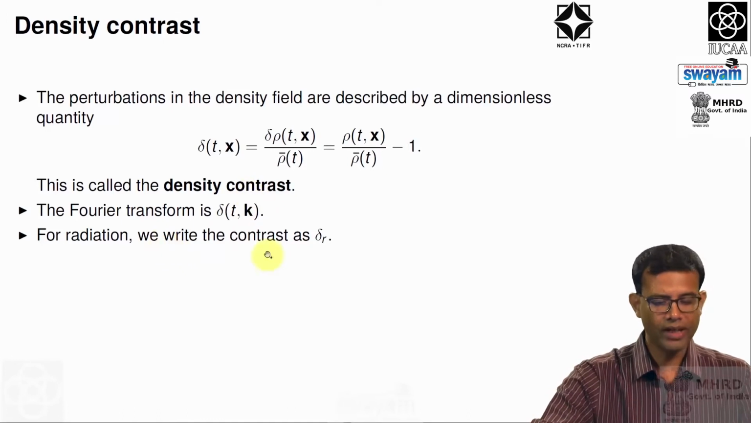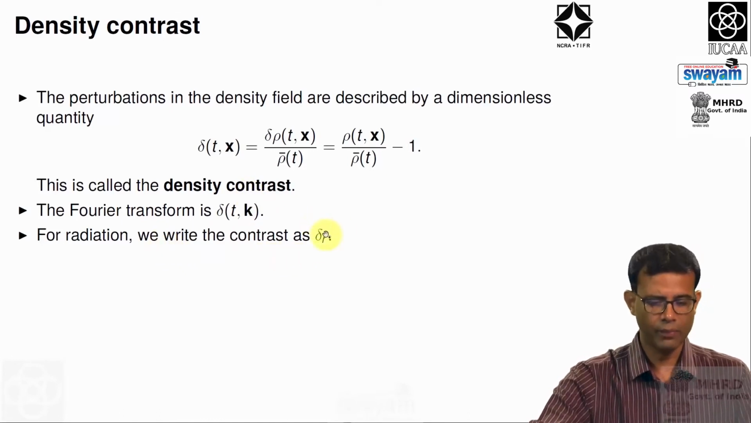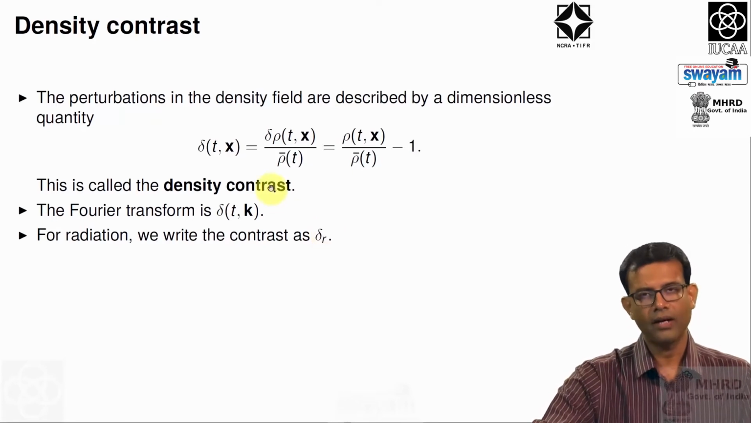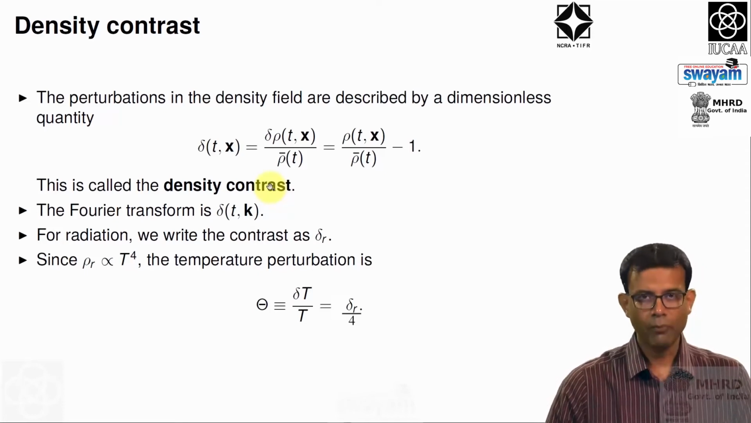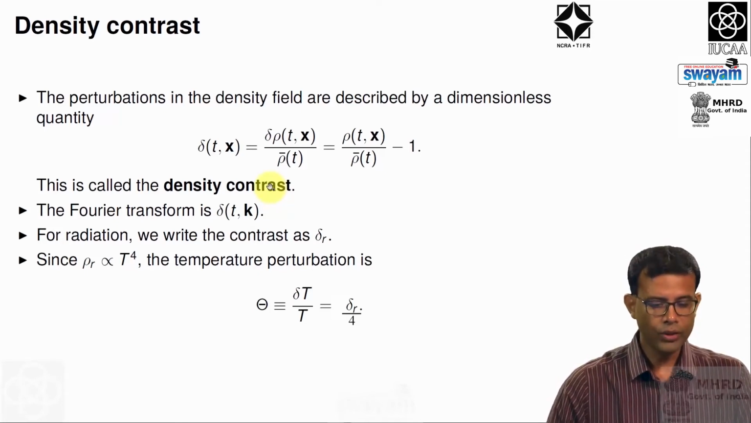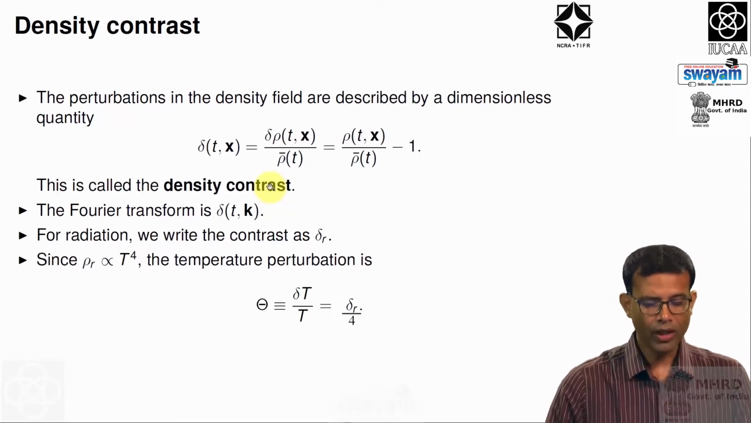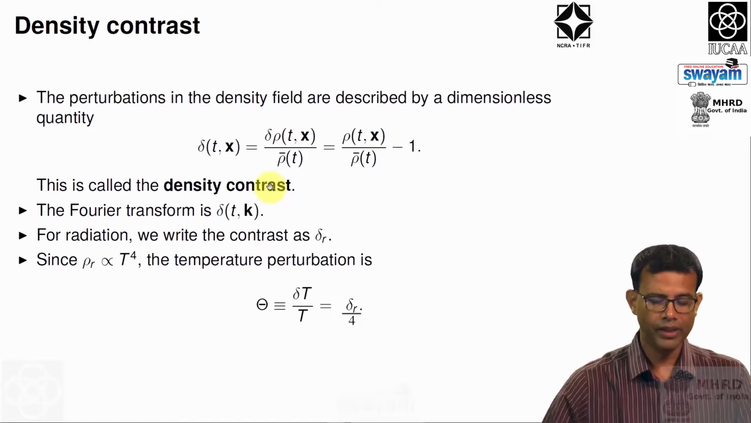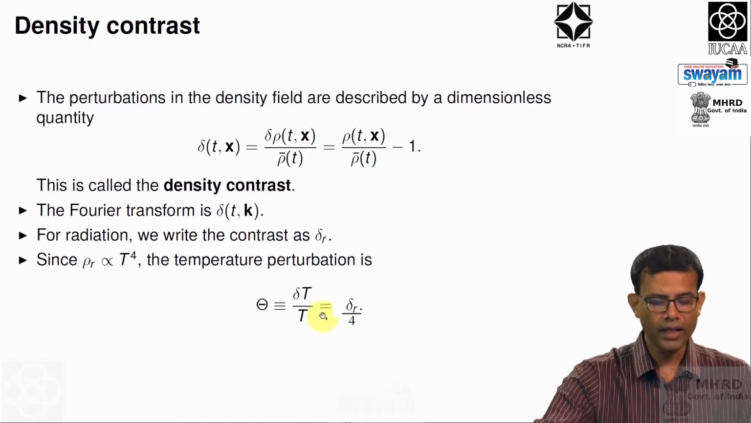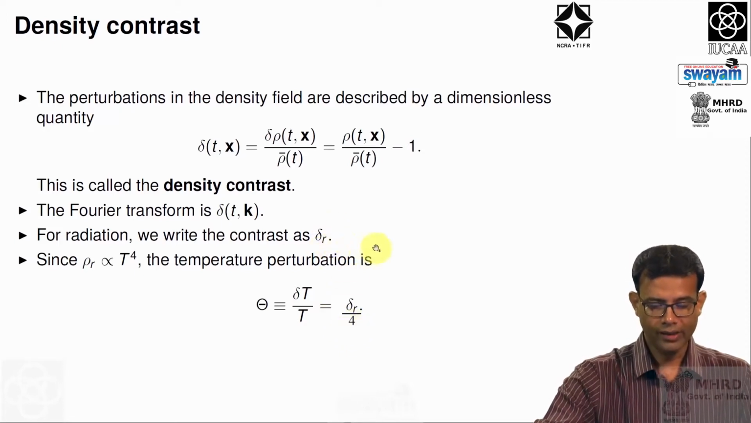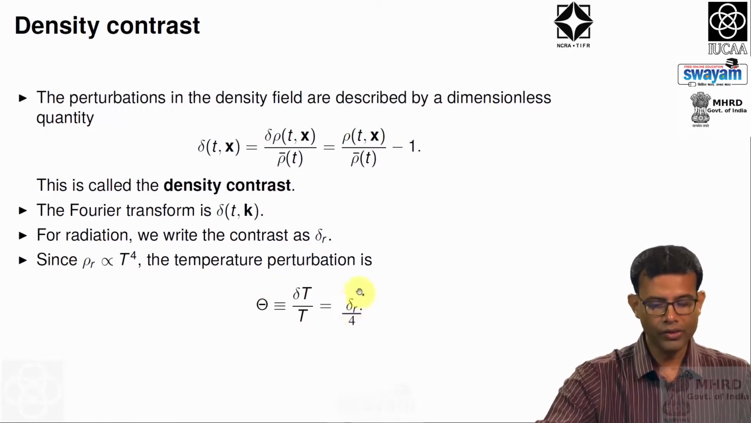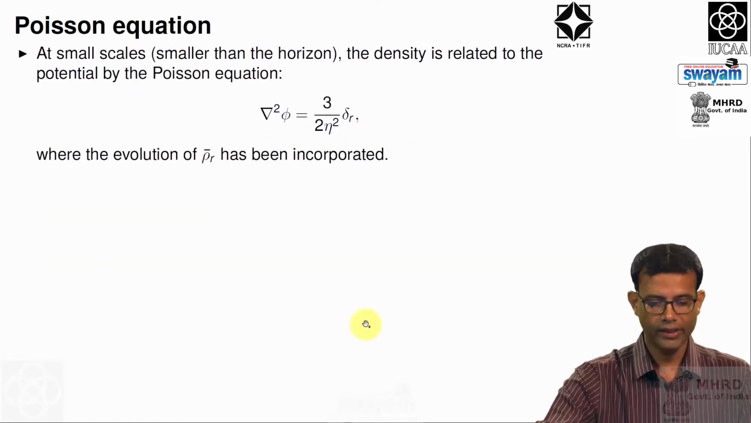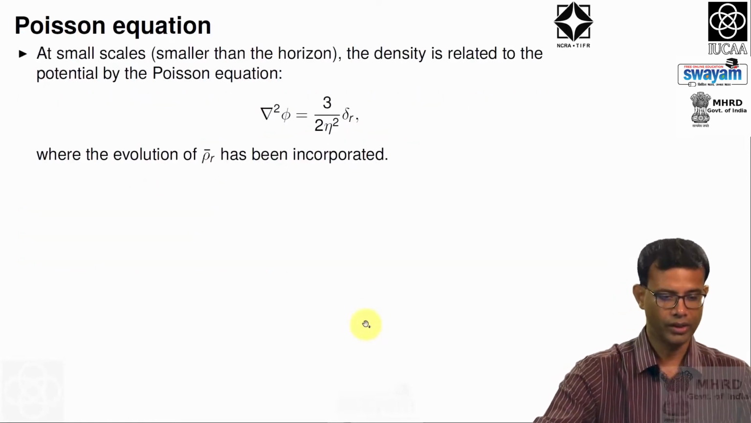For radiation, we will write the density contrast as delta subscript r. Similarly, you can write the delta for matter or any other density field you are interested in. Since the density of black body radiation is proportional to temperature to the power 4, you can also write the dimensionless temperature perturbation as delta T over T, and that would turn out to be just 4 times the density contrast in radiation. So, you can either study the temperature perturbations or the perturbations in the radiation density field, and both are very closely related to each other.